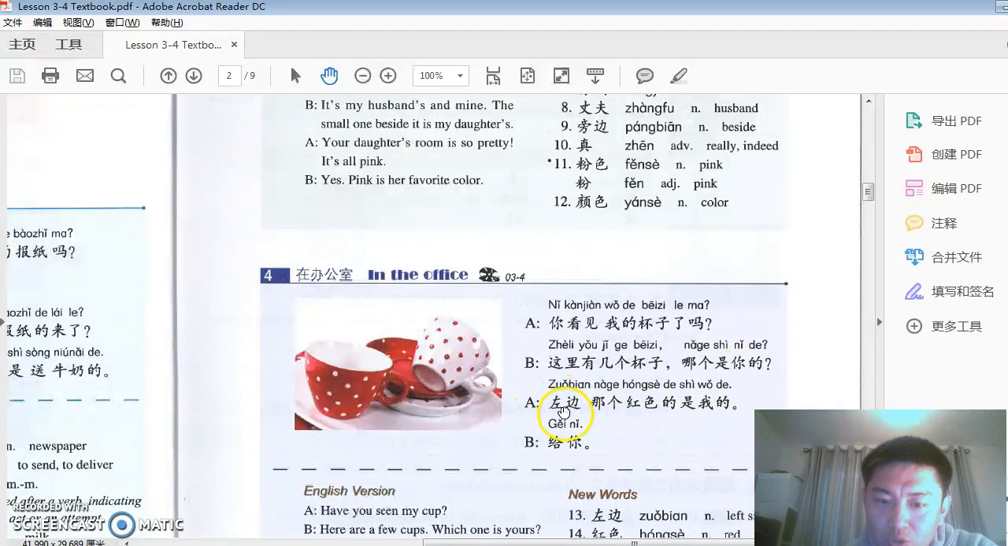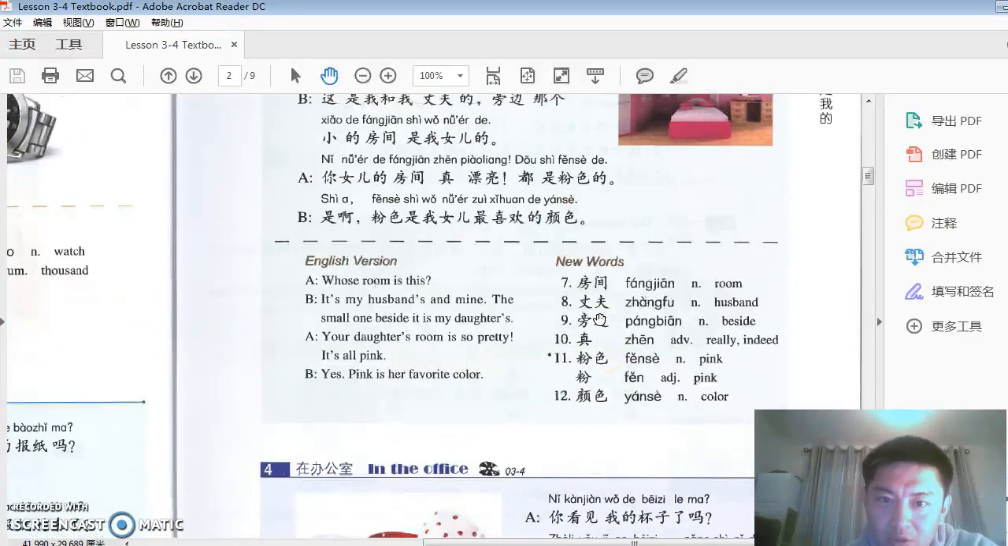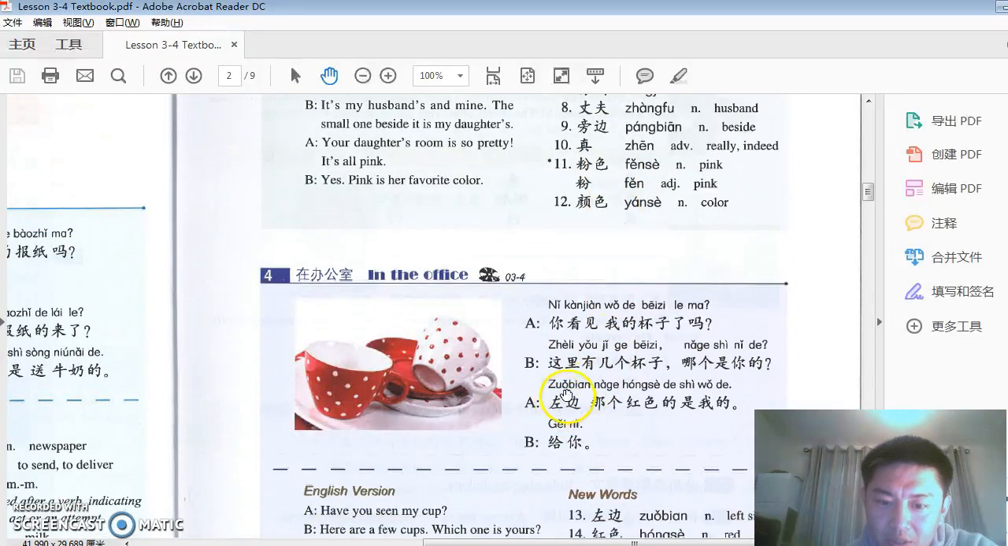A says 左边那个红色的, same thing as we talked about before. Three descriptives: left, that, red. One. 是我的, is mine. 给你, this is an interesting phrase. To give you means here you are. 给你, or you can say pass it to me, say 给我, right? 给我这本书, give me this book.